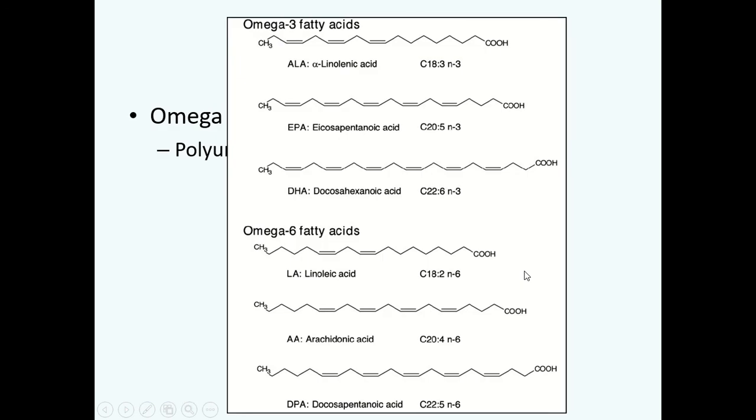One of the very important sources of omega fatty acids is seafood. Several different types of fish are rich in omega fatty acids. So that is why fish are considered to be a very good dietary source of omega fatty acids. In addition, they are also a good source of proteins.